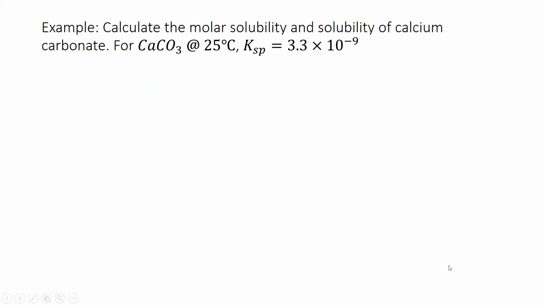All right, so let's do an example of this. Again, this is a pretty straightforward example. Let me get my pen back. So our example is going to say, calculate the molar solubility and then the solubility of calcium carbonate. To think about this, we want to make sure we have our chemical equation, as we always do. Good practice to draw out the chemical equation, and then from that we can make the equilibrium constant expression and the icebox.